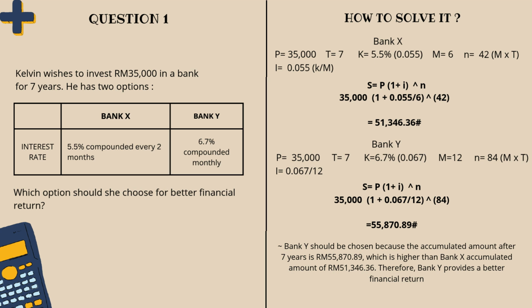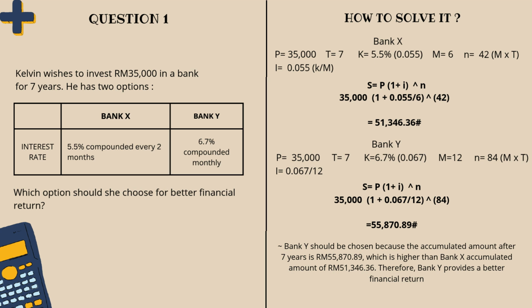For question 1, Kelvin wished to invest RM35,000, which is our principal P, for a duration T of 7 years. He has two options. For Bank X, the interest rate K is 5.5% or 0.055, and the compounding frequency M is 6 because it is compounded every 2 months. This gives us a total number of interest periods N of 42, which is from 6 multiplied by 7 years.